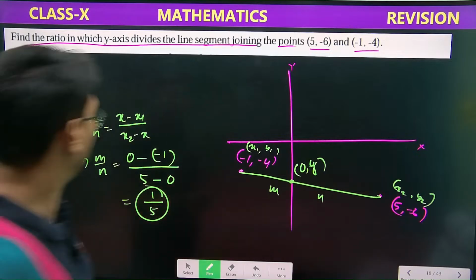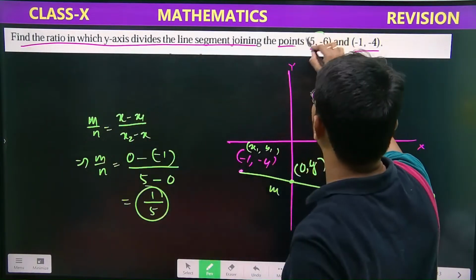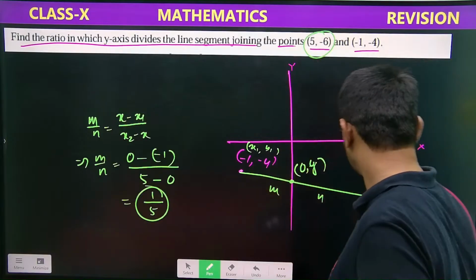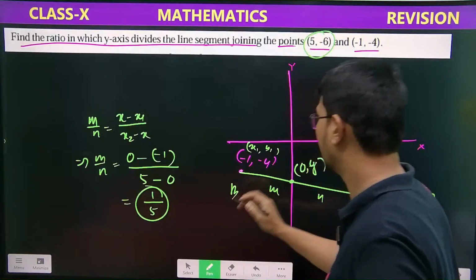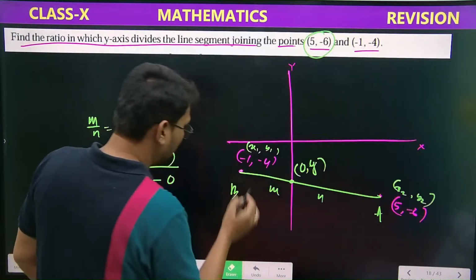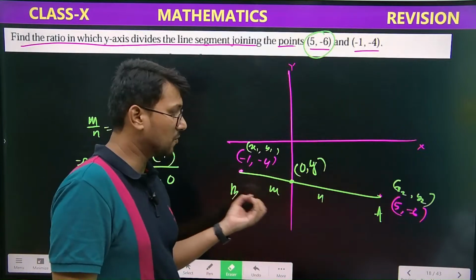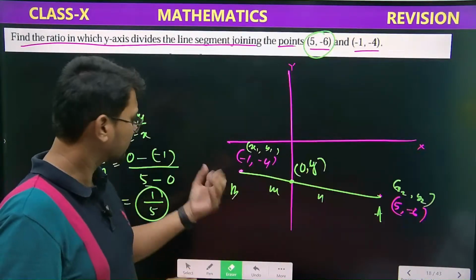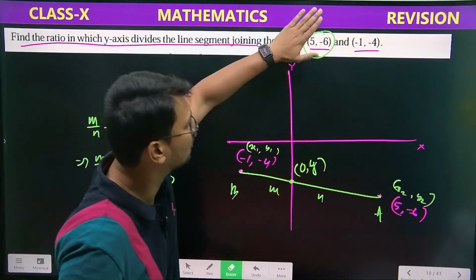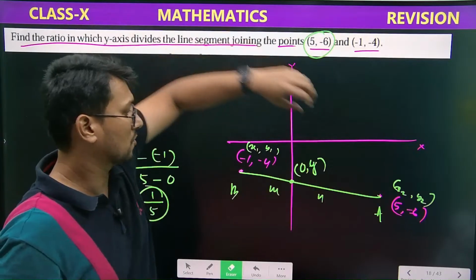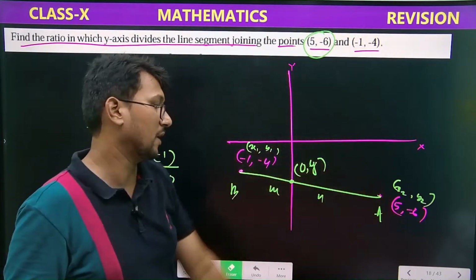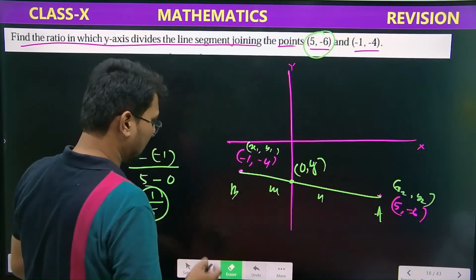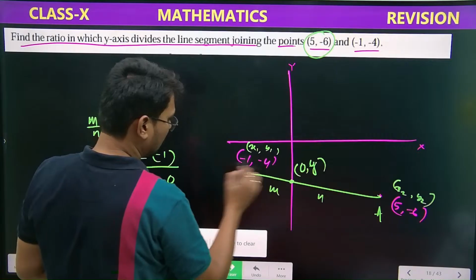Okay, children, the formula is correct. Actually, this point is our first point, because it is given first. This is A, this is B. So here is the problem: I chose this one as the first point, but the question gives (5, -6) first. So we have to choose that as our first point, A, and this as our second point, B. Let me draw it, 1 second.